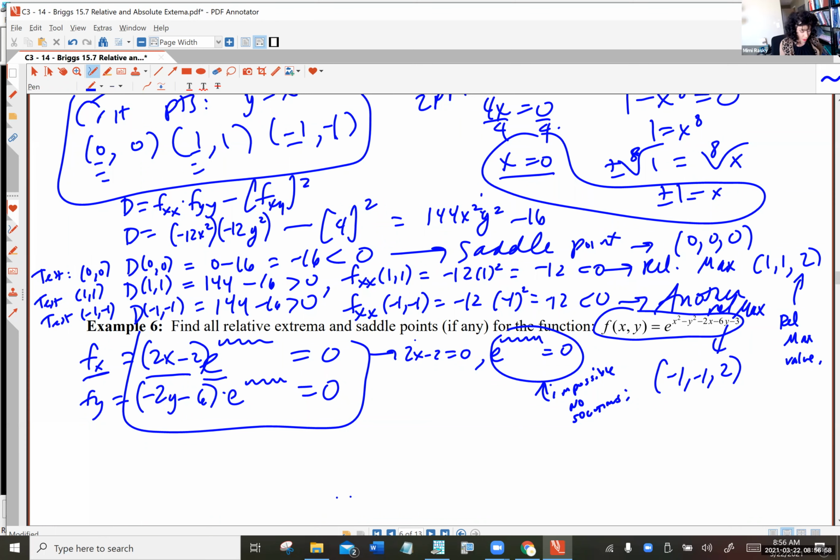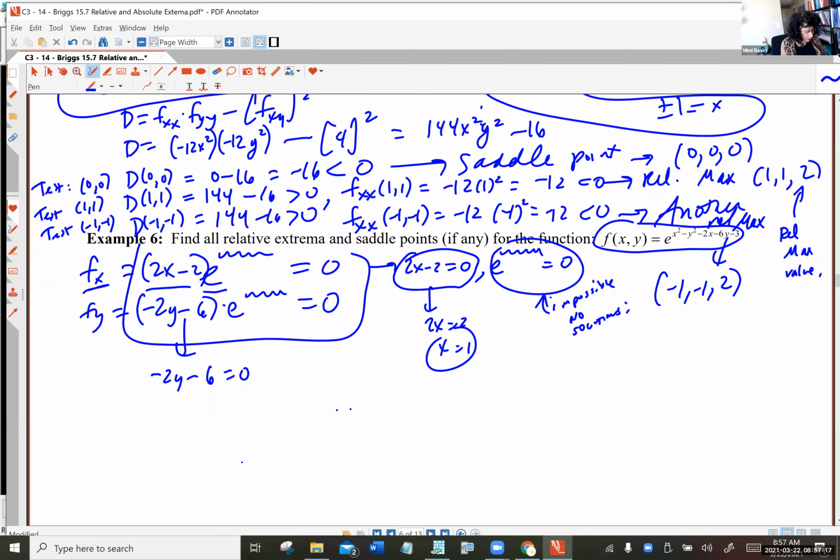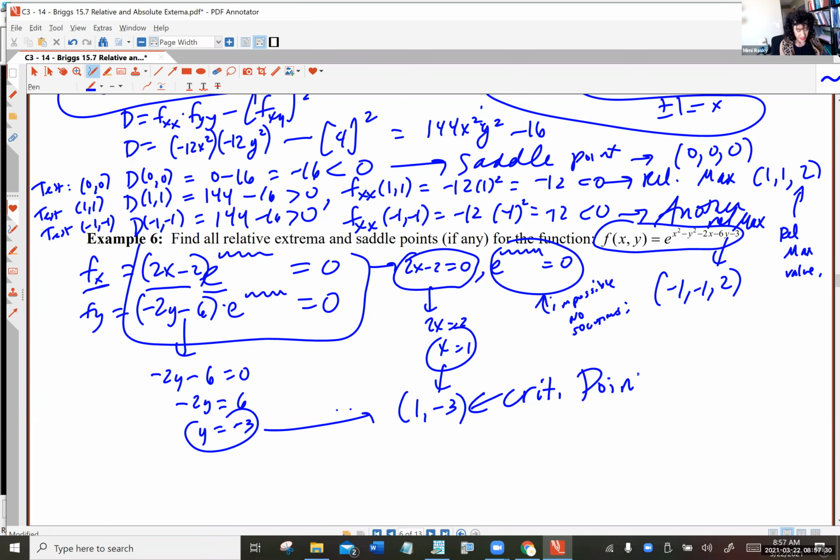So what does that mean? Well, 2x minus 2 could equal 0. And that occurs when 2x equals 2 or x equals 1. And you do a similar thing with the fy. You honor the fact that the exponential can never be 0. So what about the other factor? Well, that could be 0. So negative 2y equals 6, y equals negative 3. So what do we have here? We have one critical point, (1, -3). Great. And then what? Well, now you've got to form the D quantity and do the D test. Oh dear. Okay, this is where it's going to get kind of gross.